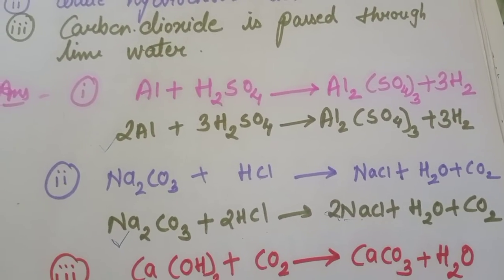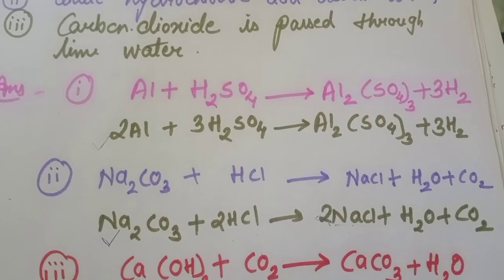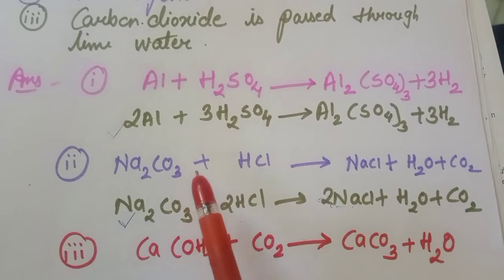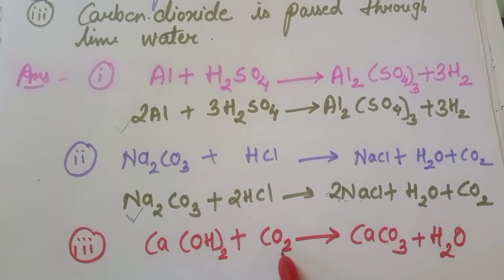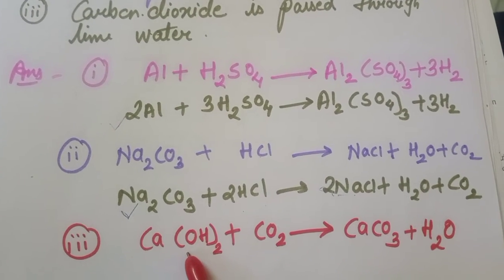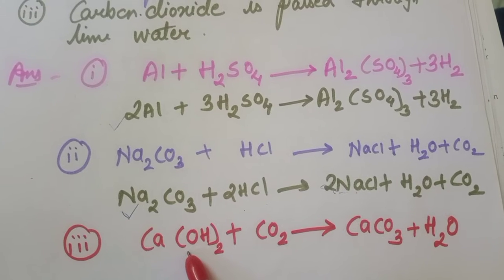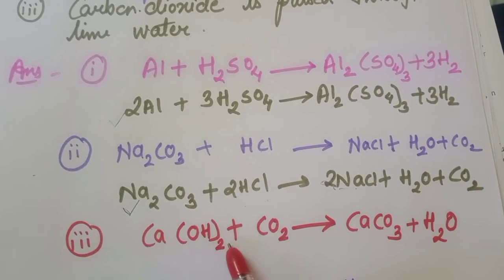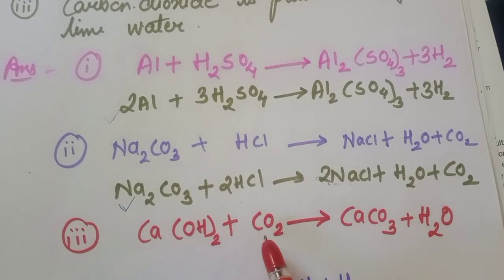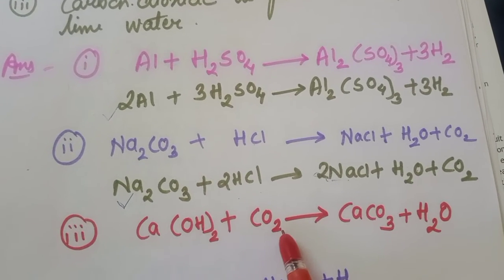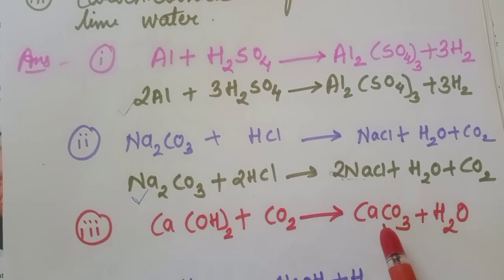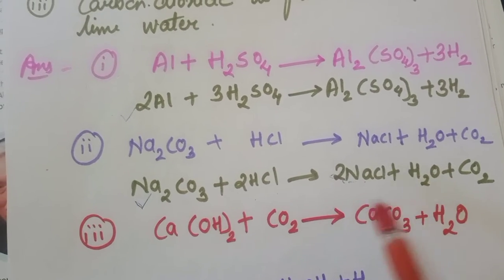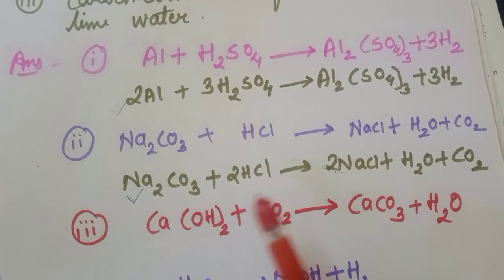Let us start with the third example. Carbon dioxide is passed through lime water. Dear students, you should know the formula for lime water. The formula for lime water is calcium hydroxide. So when calcium hydroxide reacts with carbon dioxide, it gives calcium carbonate and water. Now let us check whether it's balanced.